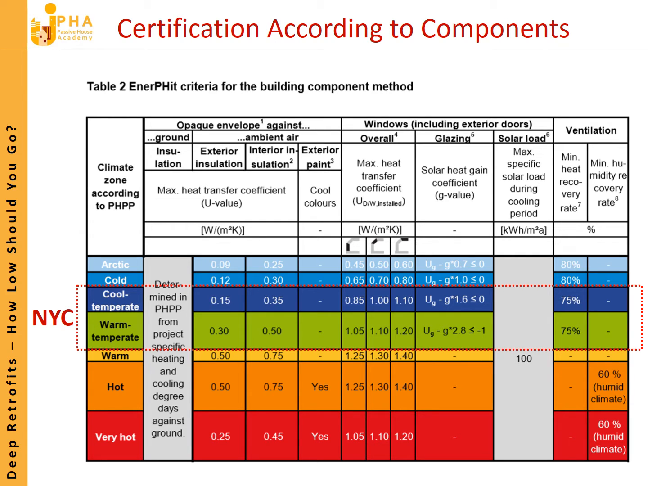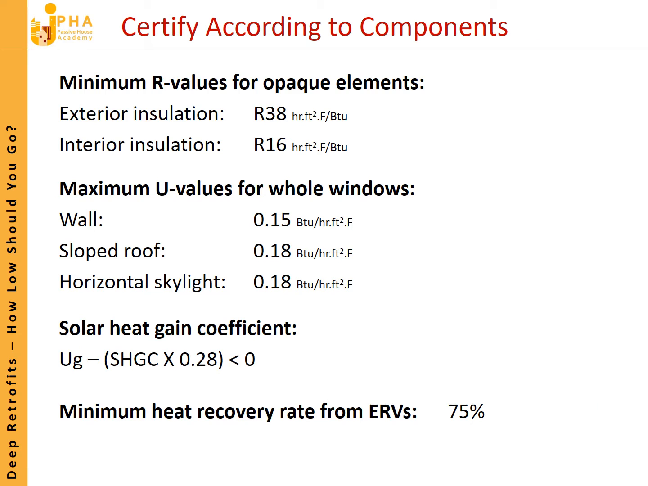Now, New York is located between a cool temperate climate and a warm temperate climate, and a summary of the U values for opaque and transparent elements are presented here. And I'm summarizing on the next page in IP units. So you can see here the kind of R values that we need depending on whether the insulation is on the exterior or interior. Also the maximum U values for windows, which range between 0.15 and 0.18. We also talk about solar heat gain coefficient with a view to maximizing solar heat gains, but without a risk of overheating, and also the minimum heat recovery rate from ERVs, which should be 75%.